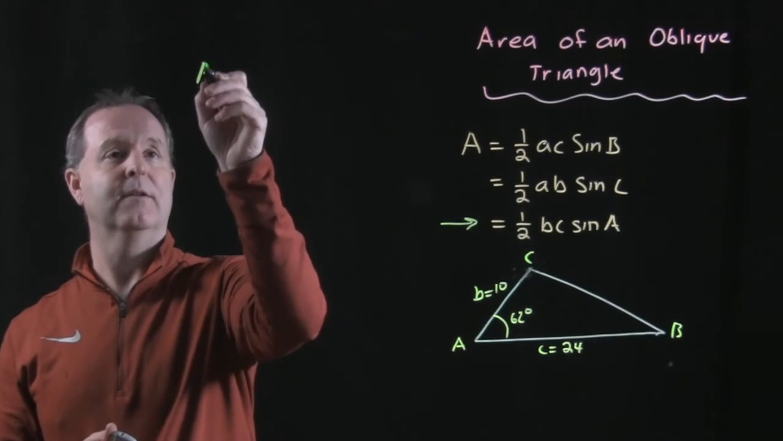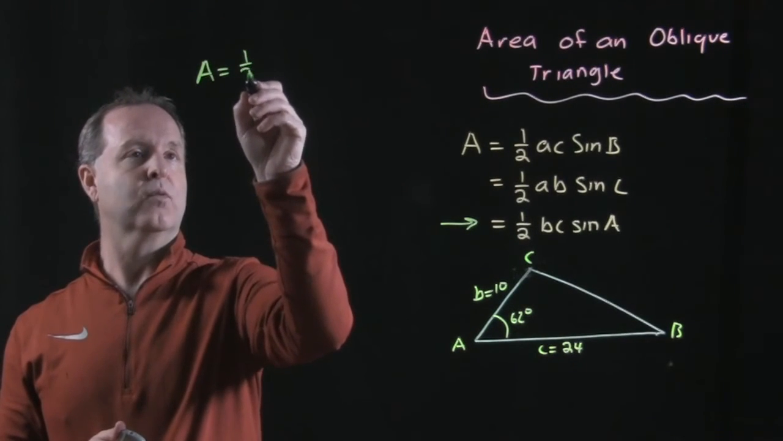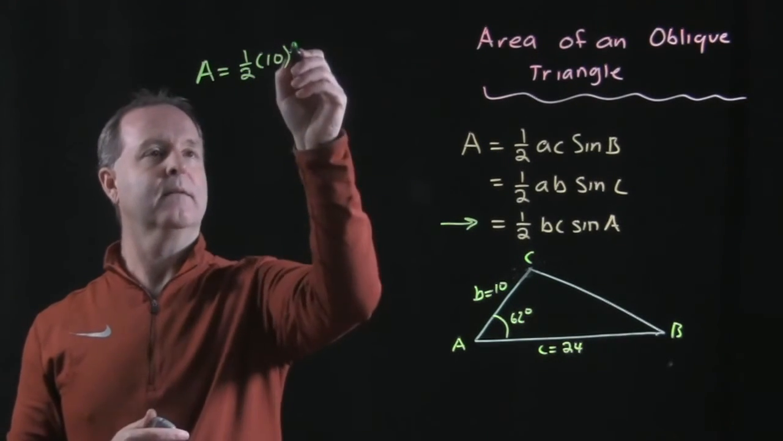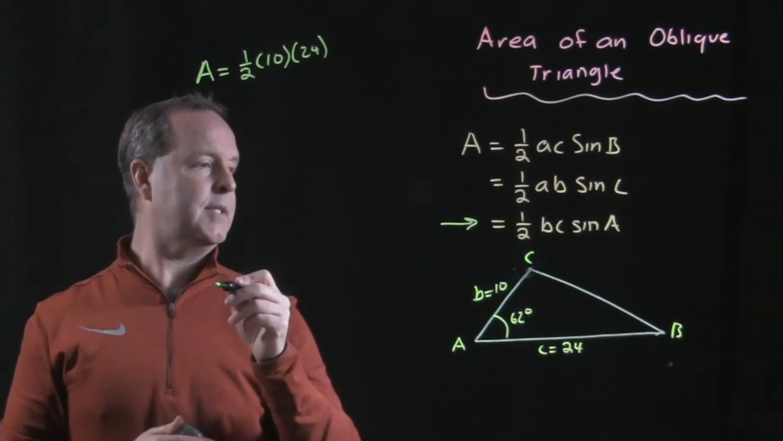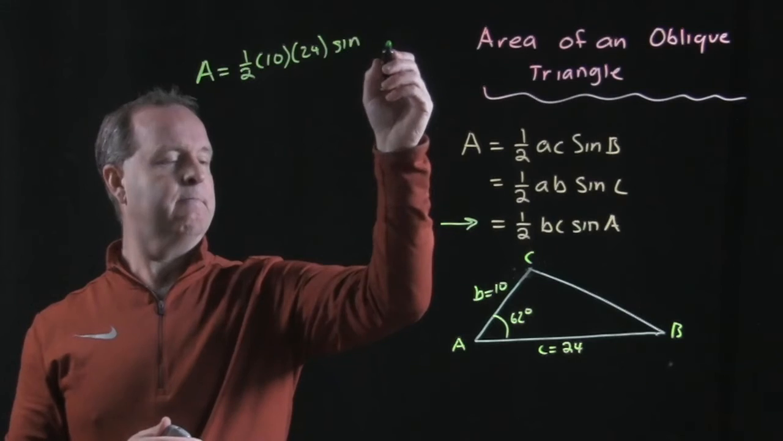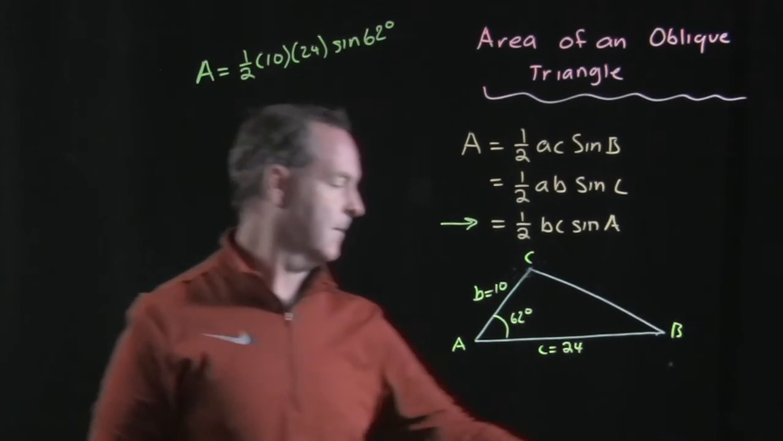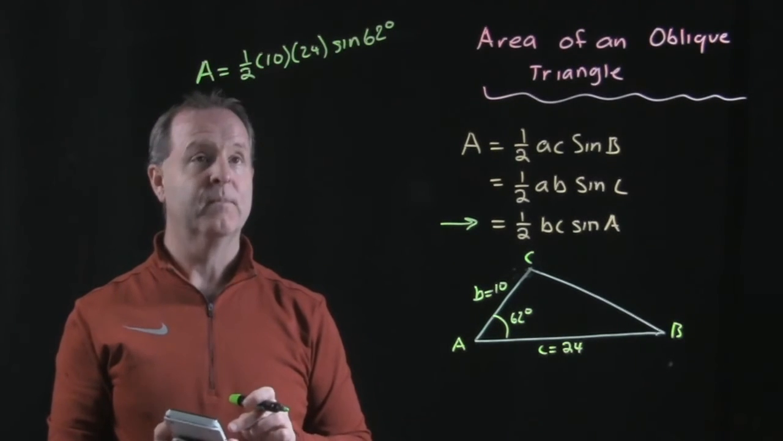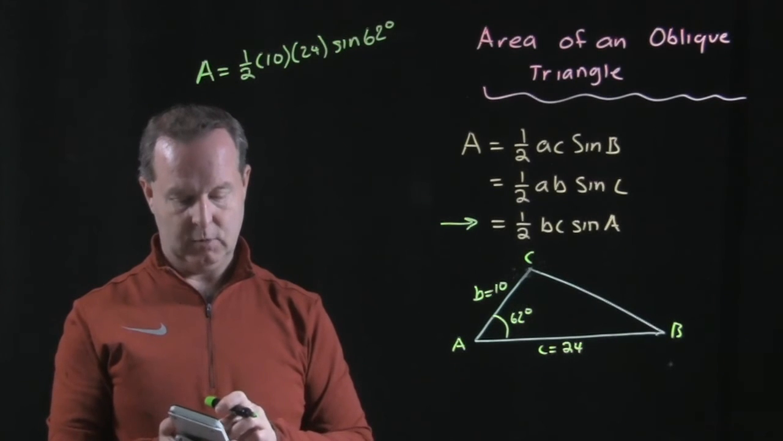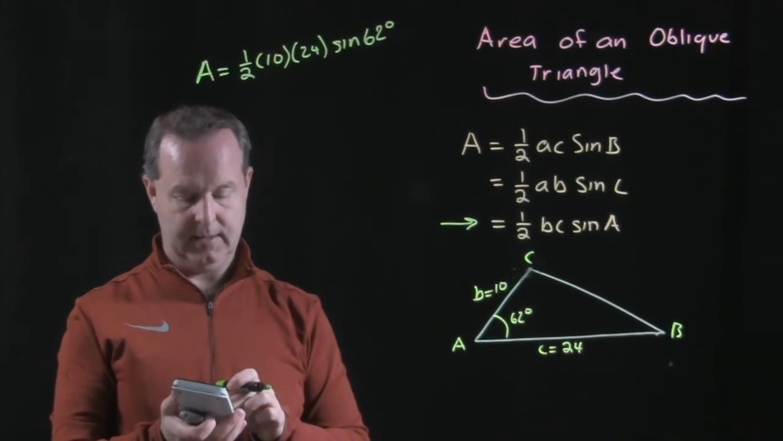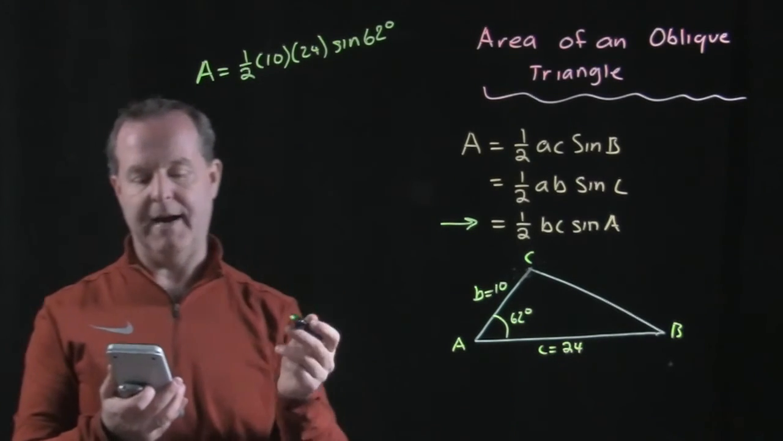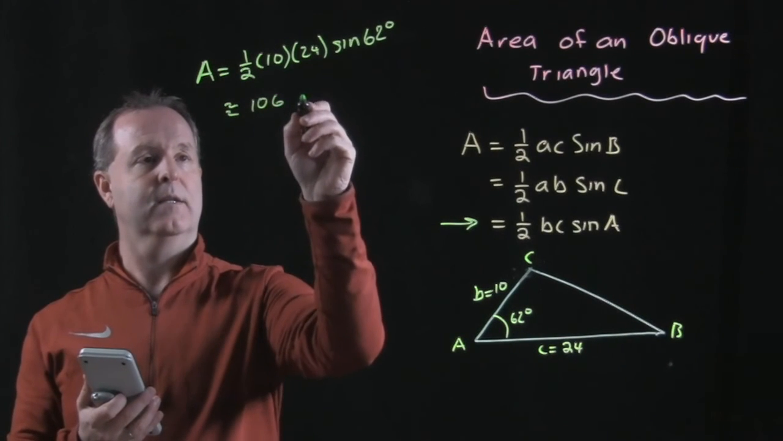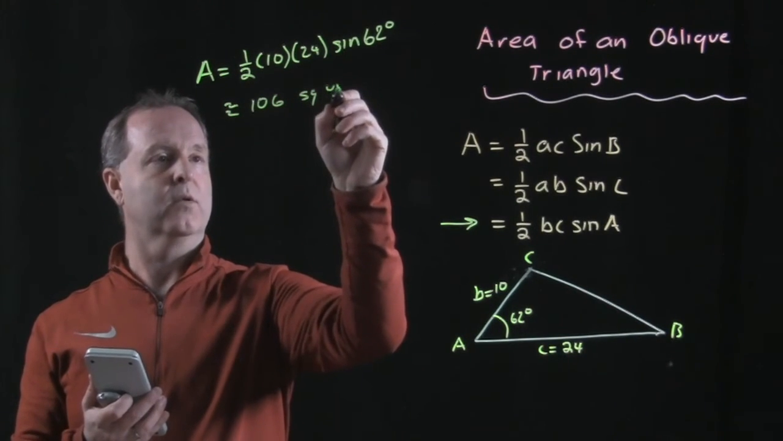So the area of this triangle goes 1/2 times b times c times the sine of A. Let's find the black box to help us with that. 0.5 times 10 times 24 times the sine of 62 equals 105.9, or 106. So approximately 106 square units, whatever those units were.